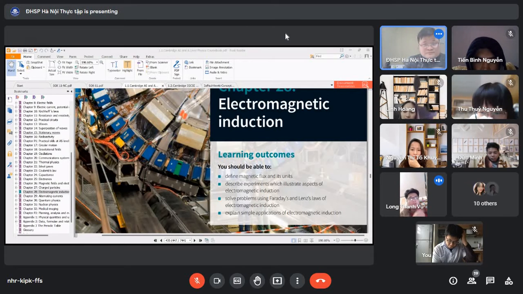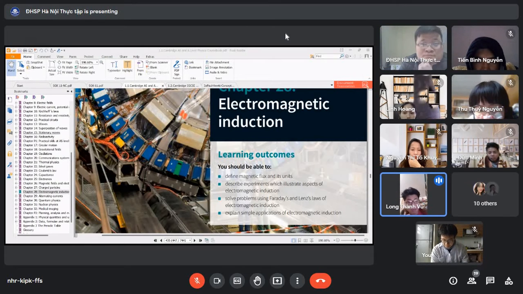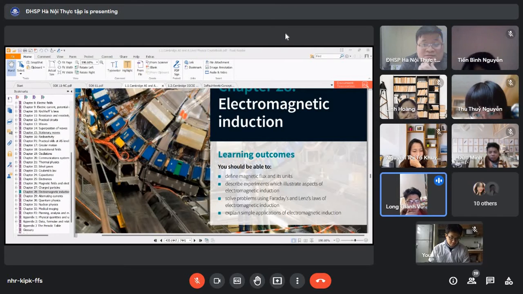So how can we create a stronger EMF in a certain coil? I think we can create a stronger EMF if we can make the change of magnetic flux due to time bigger. Faster, by changing faster. Yeah. And how?